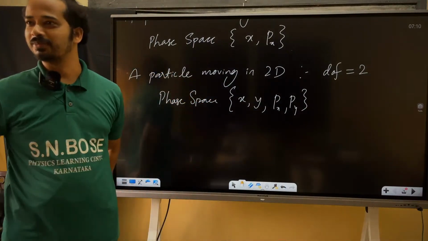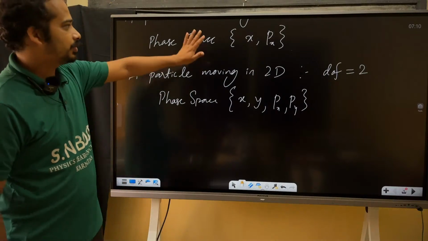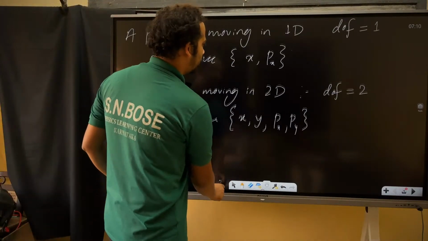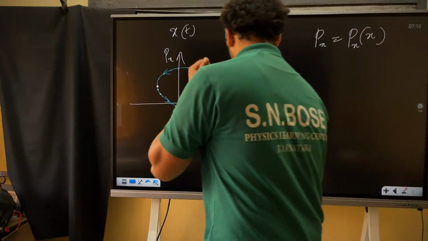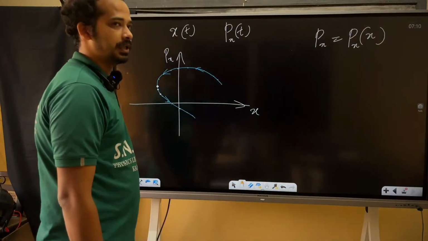How do you draw four dimensions? You can't draw it. That's why they restricted the question to one particle moving in one dimension. So now, how do you draw that one? How do you draw a phase space trajectory?